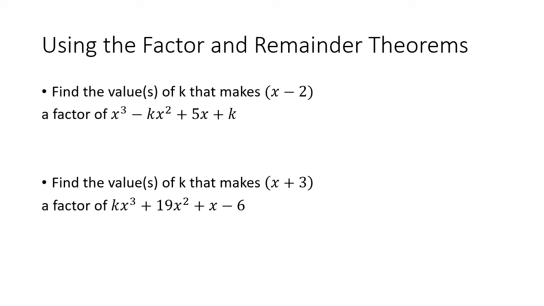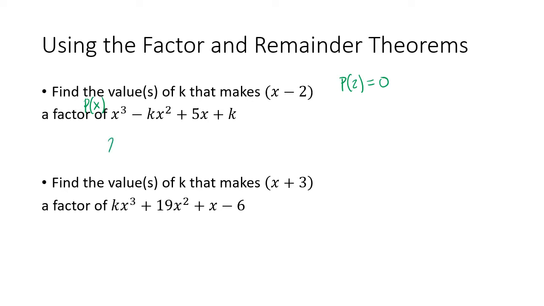All right, here's another application of the factor and remainder theorems, and we want to find the values of k that make x minus 2 a factor of x cubed minus kx squared plus 5x plus k. If we call this p of x, that means that p of 2 needs to equal 0, because in order for x minus 2 to be a factor of that polynomial, p of 2 would need to equal 0. So we just plug 2 into this polynomial.